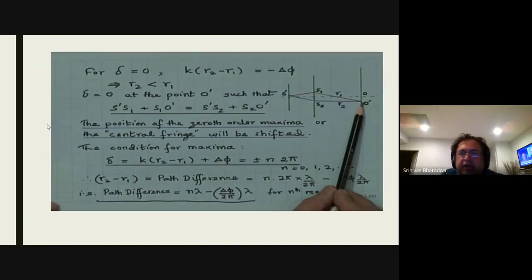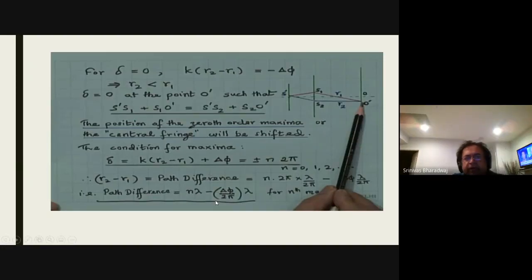Instead it shows up at O prime. The position of the zeroth order maxima of the central fringe will be shifted. The condition for maxima will then become delta equals k times (R2 minus R1) plus delta phi, and therefore the path difference is this.